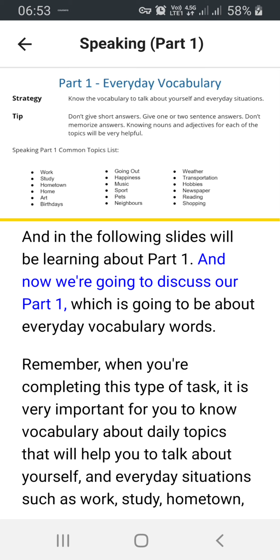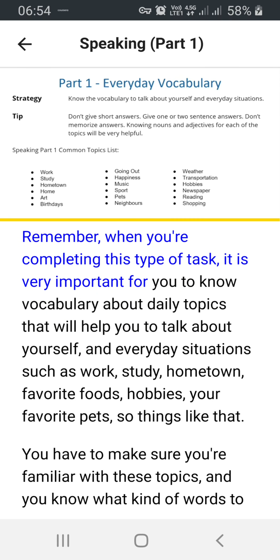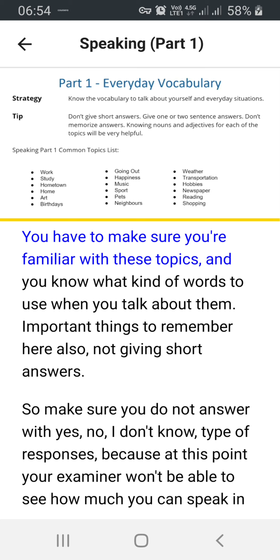Now we're going to discuss our part 1, which is going to be about everyday vocabulary words. Remember, when you're completing this type of task, it is very important for you to know vocabulary about daily topics that will help you to talk about yourself and everyday situations such as work, study, hometown, favorite food, hobbies, your favorite pets, so things like that. You have to make sure you are familiar with these topics and you know what kind of words to use when you talk about them.